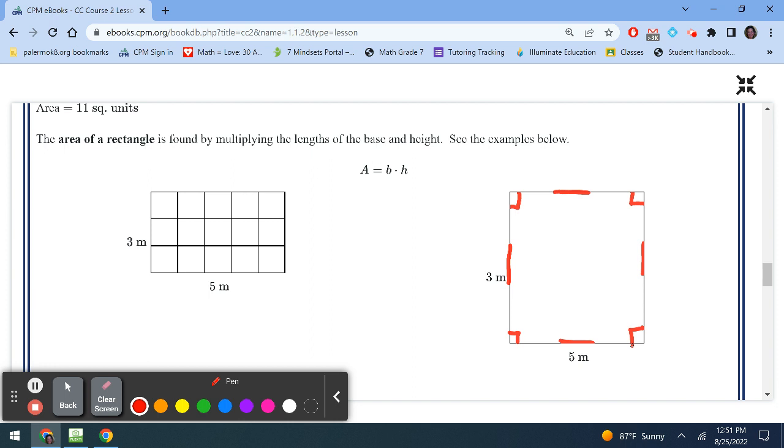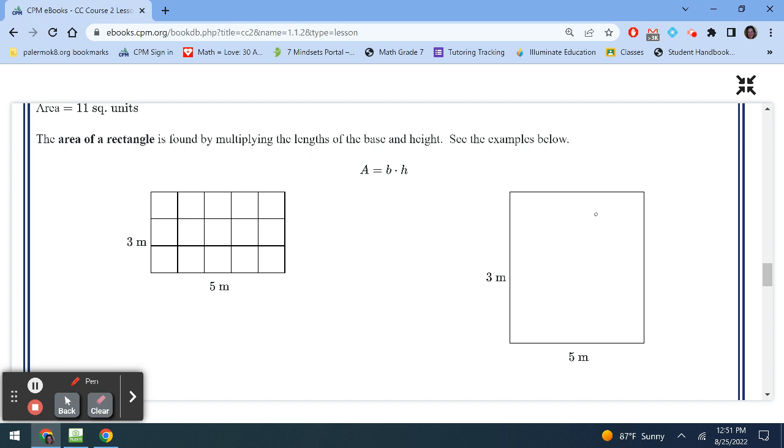A square is a rectangle with one more rule, which is all of the lengths of the sides are equal. So when we go to find the area of a rectangle or a square, we're going to multiply our base times our height. And your base and your height are perpendicular to each other.